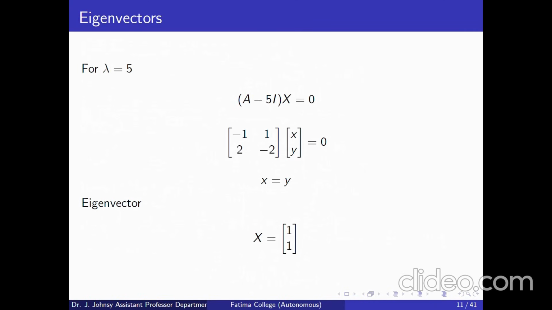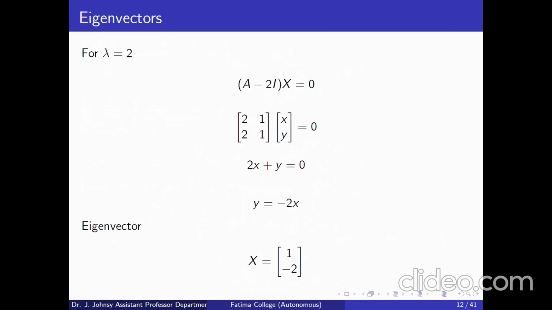To find the eigenvector for lambda equal to 5, substitute lambda equal to 5 in the relation A minus lambda I into x equal to 0, then we'll get the relation x is equal to y. Taking x equal to 1 gives y equal to 1. So therefore the eigenvector for lambda equal to 5 is the column vector 1 and 1.